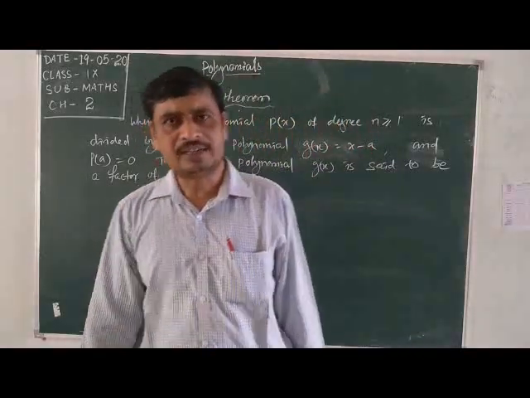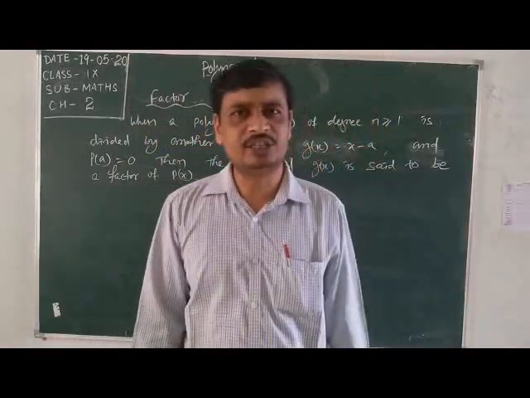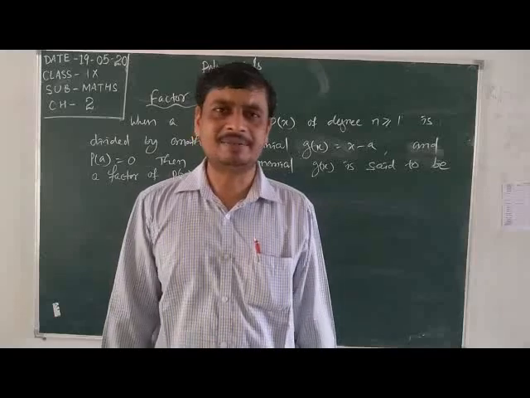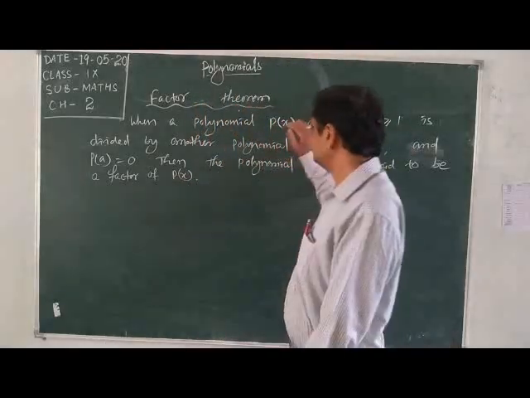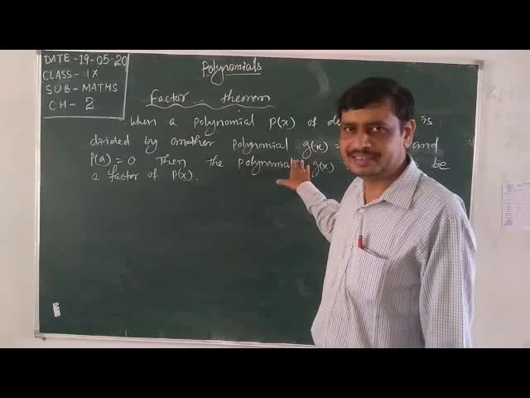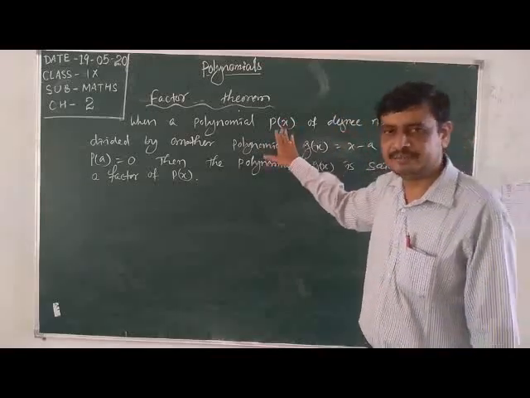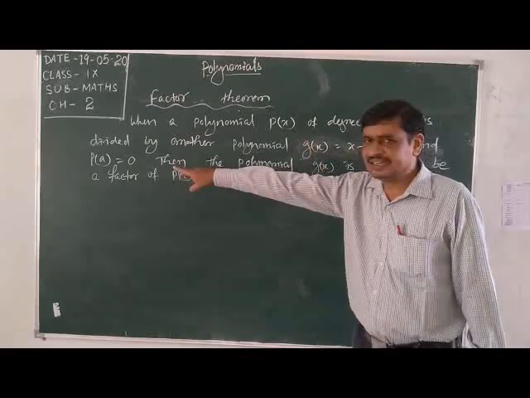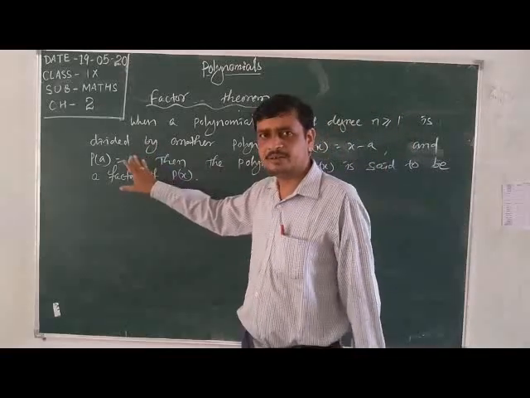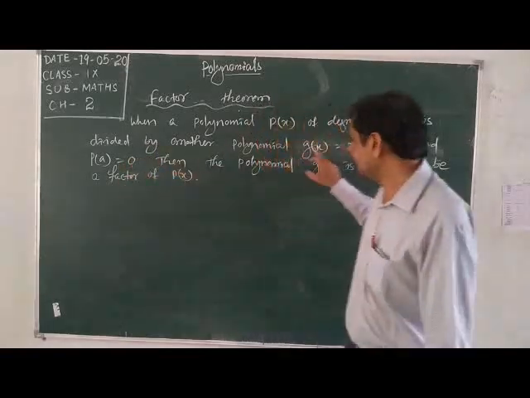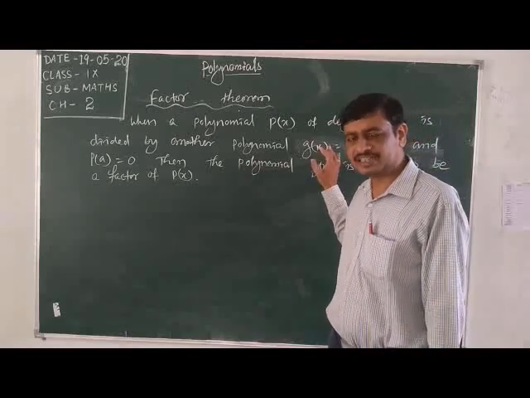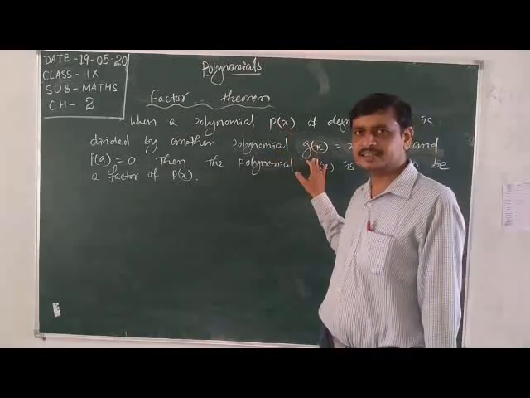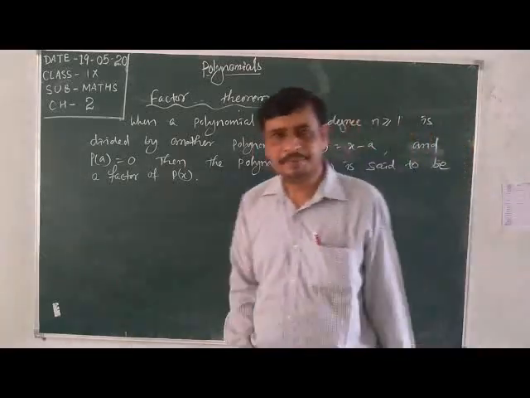Whenever we do the long division method and we get the remainder 0, in that case we say the divisor becomes a factor of the dividend. Same way, when this polynomial p(x) is divided by the polynomial g(x), p(x) is considered as dividend and g(x) as divisor. After division, when p(a) is 0, that means the remainder is obtained as 0, then the divisor is considered as a factor of the dividend. That is, this g(x) is considered as the factor of the polynomial p(x).